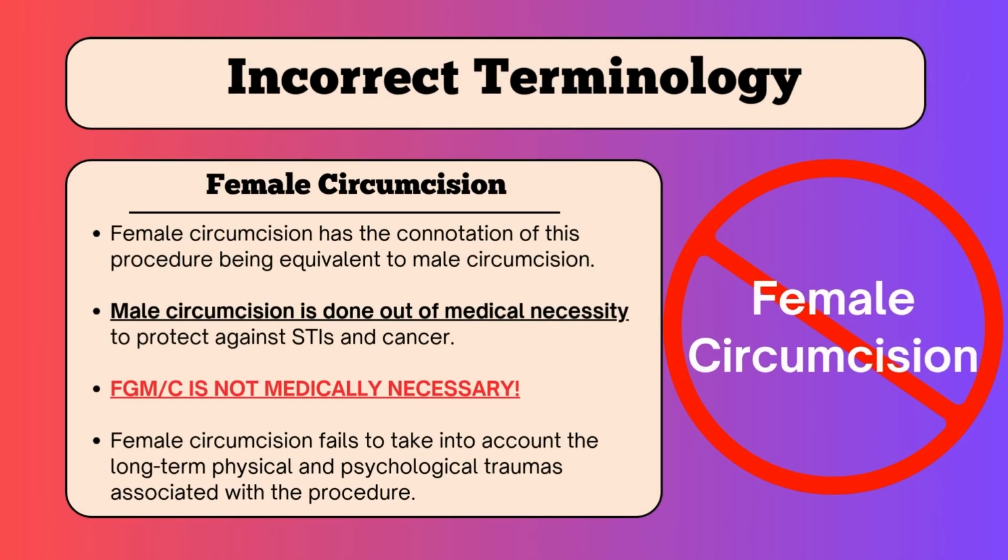For our purposes, we consider the use of female circumcision an incorrect term. Female circumcision has the connotation of this procedure being equivalent to male circumcision. Male circumcision is done out of medical necessity to protect against STIs and cancer. FGMC is not medically necessary. Female circumcision fails to take into account the long-term physical and psychological traumas associated with the procedure. You will likely hear the procedure referred to as female circumcision in resources on the topic, although we will only be using the term FGMC.